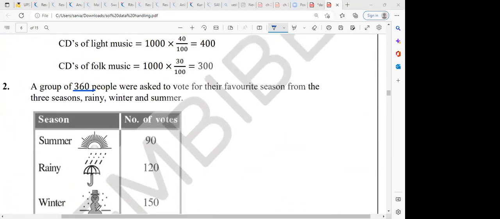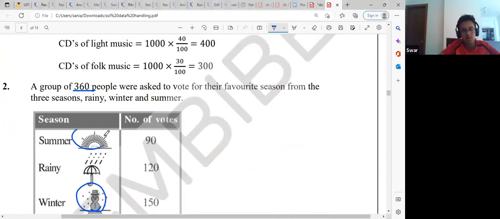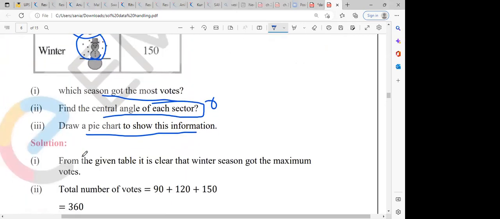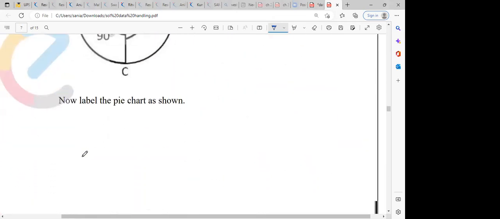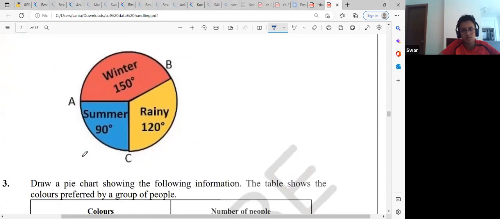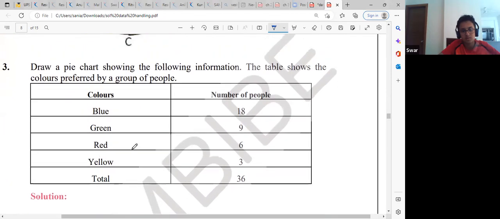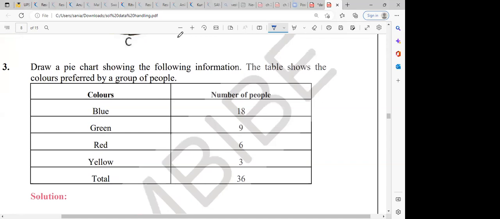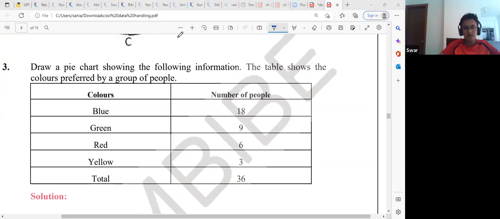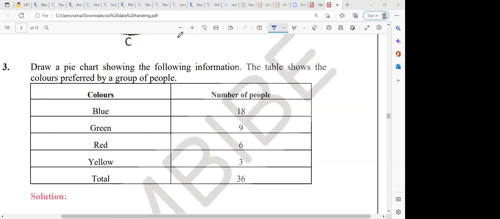Winter, this one. You can draw this over here, and this and this. Okay. Yes, ma'am. This one. Third one. Yes, sir, now I cleared my confusion. Total is already given over here.